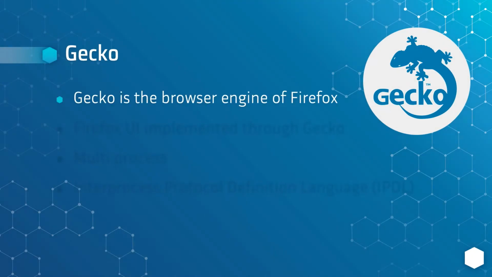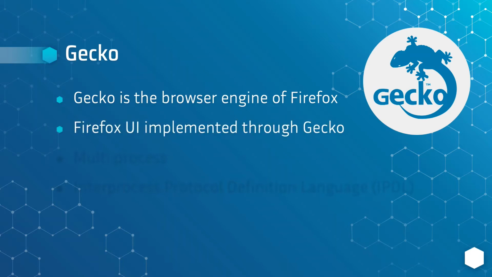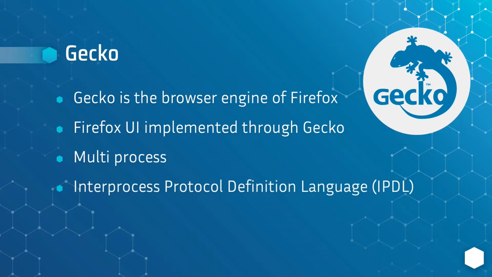Gecko is the browser engine of Firefox. The browser engine is responsible for rendering the web pages that the user wishes to visit. The Gecko engine is also used to draw most of the interface of Firefox. The use of Gecko to render the interface makes it easy to create a cross-platform browser that is easy to maintain. Firefox is multi-process. It uses multiple copies of the browser engine that communicate using IPDL, or Inter-Process Communication Protocol Definition Language.